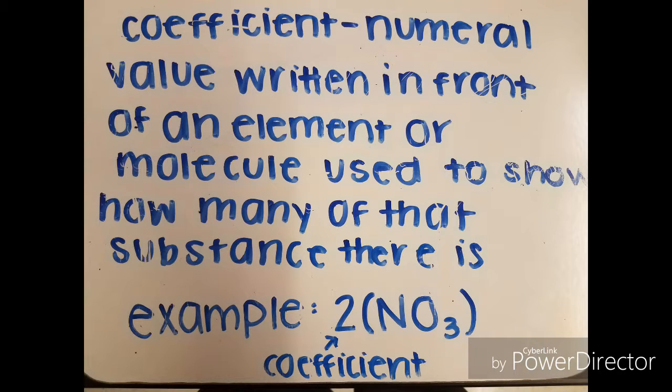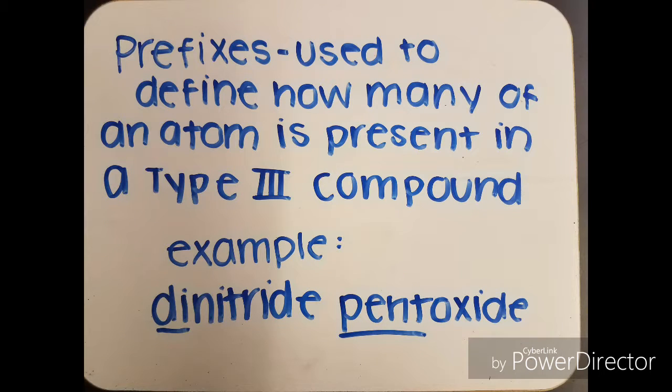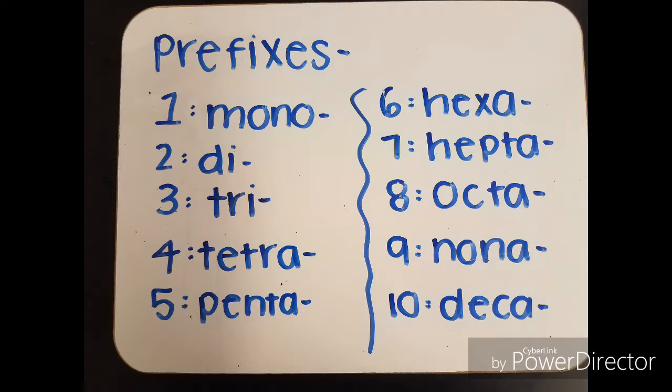In a formula, the coefficient is a numeral value written in front of an element or a molecule used to show how many of a substance there is. Prefixes are used to define how many of an atom is present in a type 3 compound, 1 being mono, 2 being di, 3 being tri, 4 being tetra, 5 being penta, 6 being hexa, 7 being hepta, 8 being octa, 9 being nona, and 10 being deca.